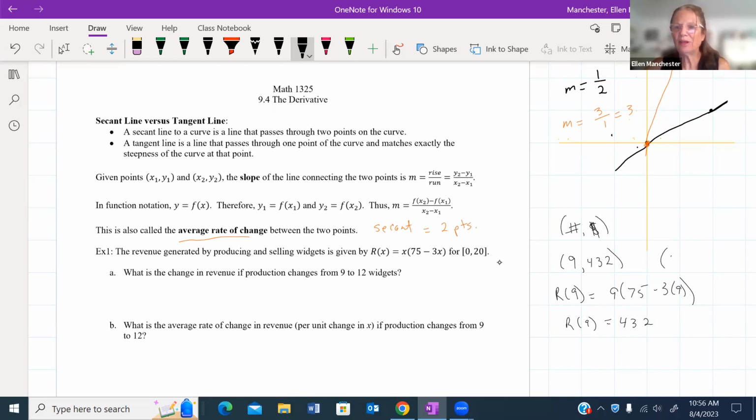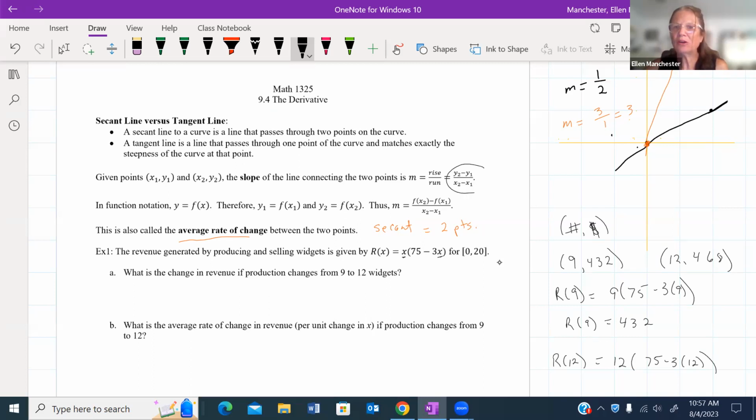My other point is when I have 12 widgets. So now we're going to find the revenue at 12. I have 12 times (75 minus 3 times 12). All I'm doing is taking out the x and plugging in 12. So 3 times 12 is 36, and 75 minus 36, and that answer times 12, I get 468. Okay, so here are my 2 points. Here's my X and Y, here's my X and Y.